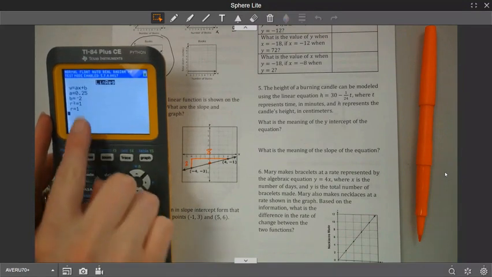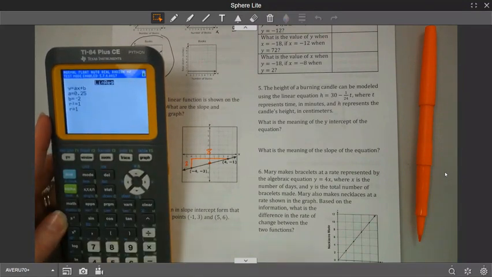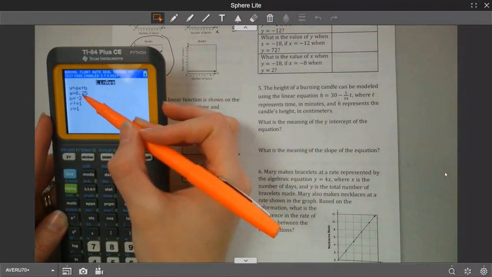Then I can go back to stat, arrow over to calc, select option number 4, and I get a is 0.25, b is -2. Remember, you don't need the r or the r squared, that's for algebra. But here it says a is 0.25.